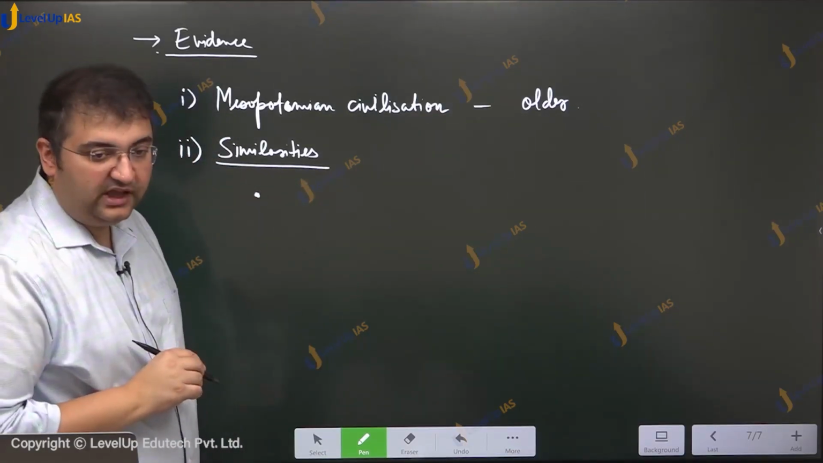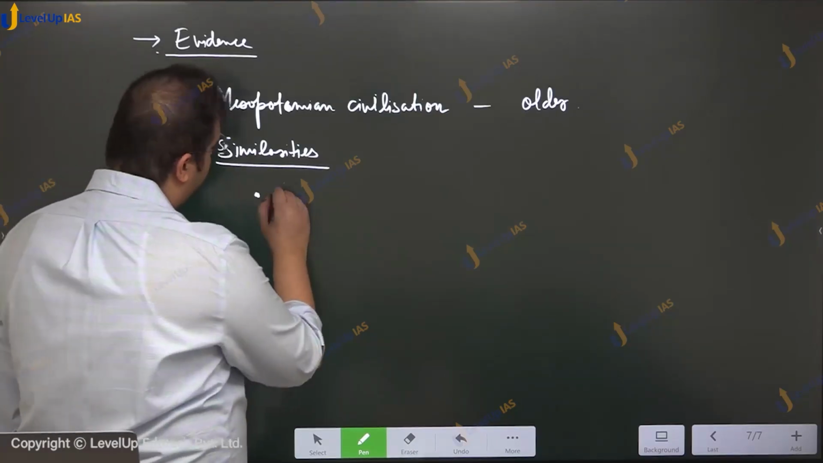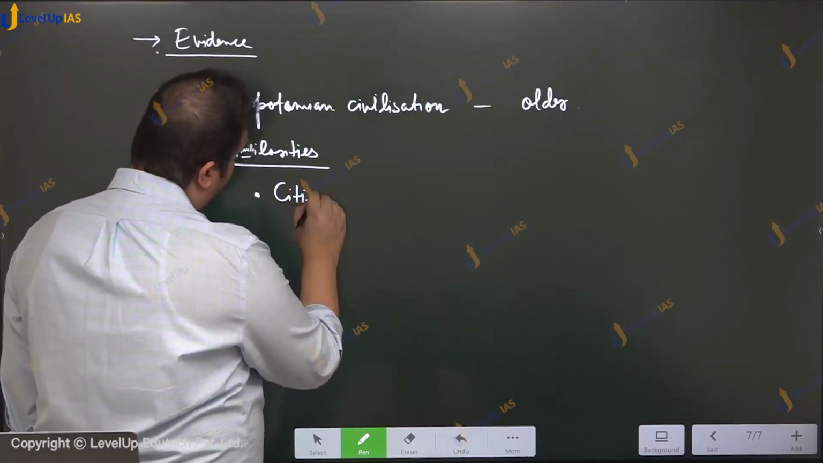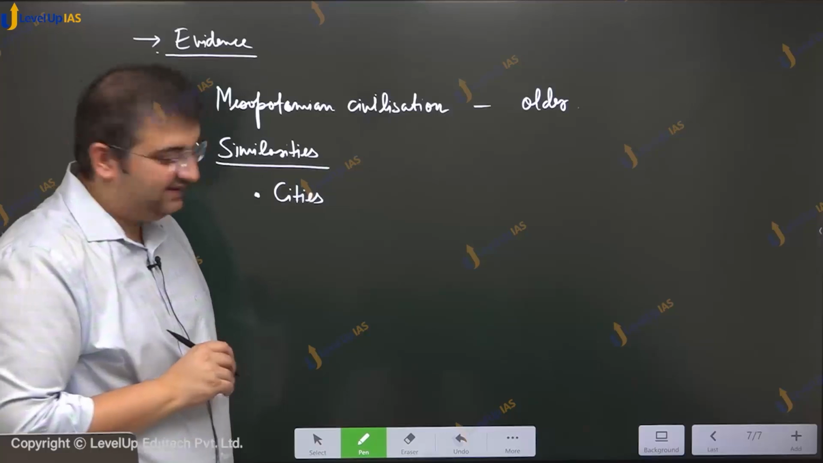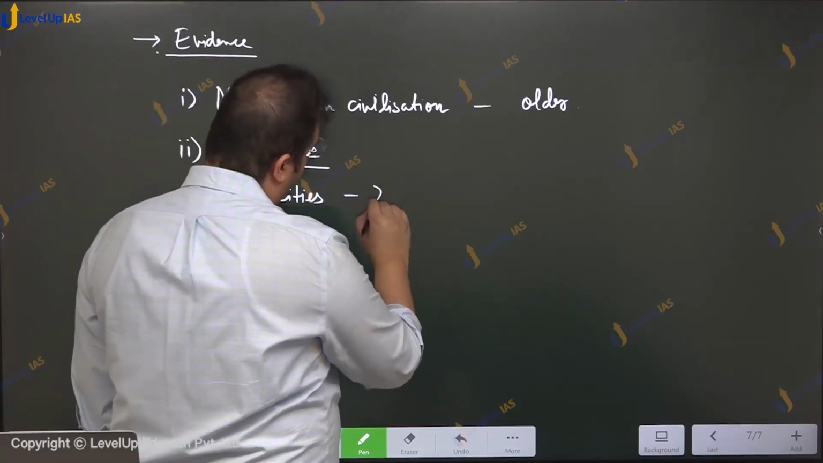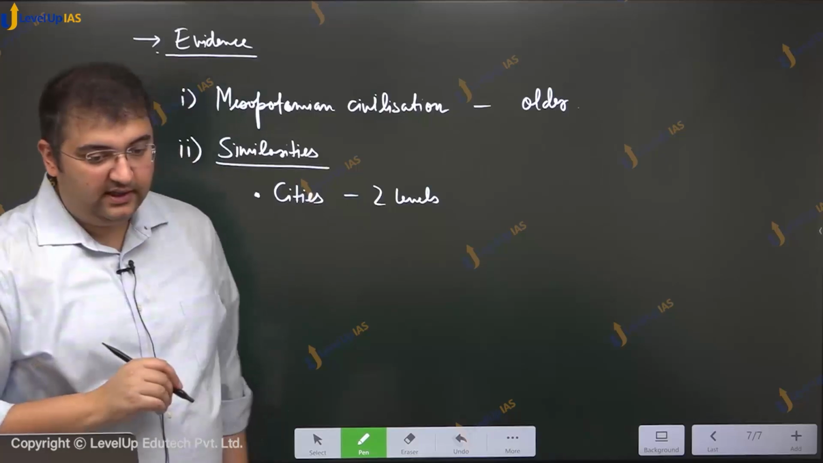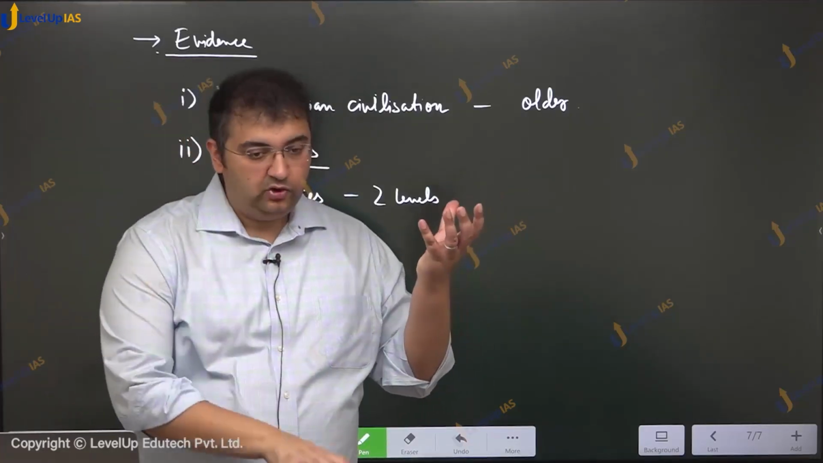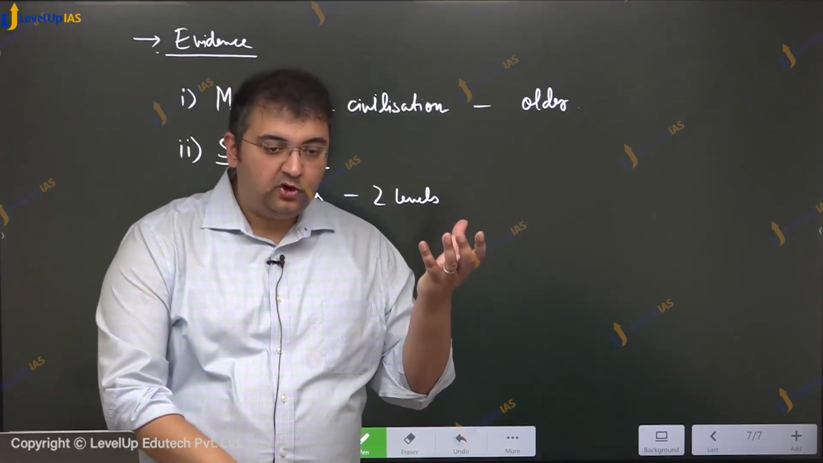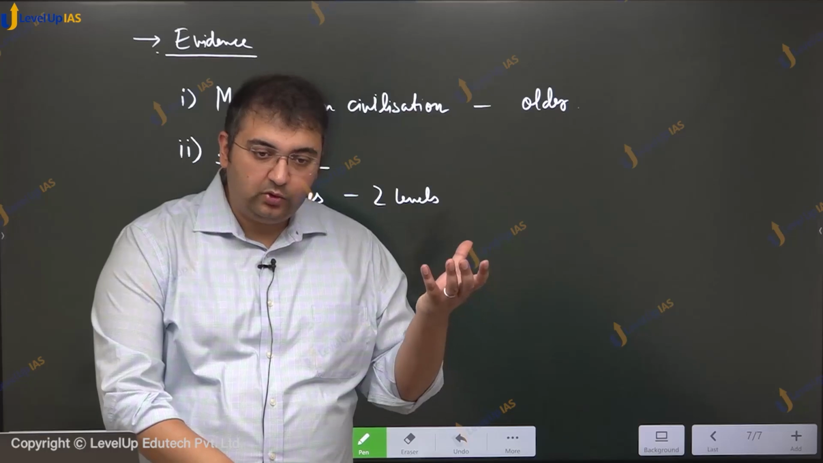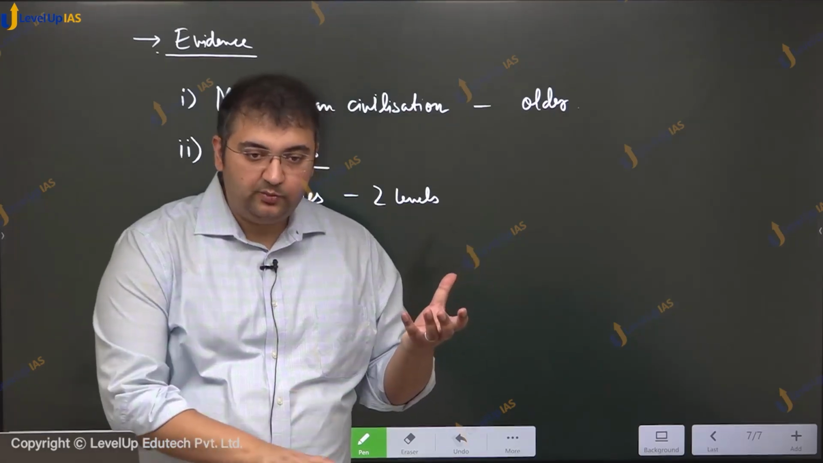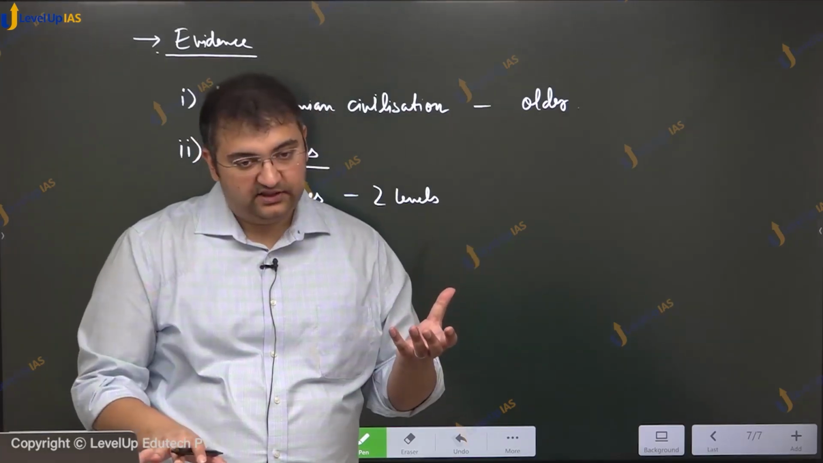That both the Mesopotamians and Harappans lived in cities, and these cities had two levels of occupation. एक अपर टाउन होता था और एक लोअर टाउन होता था. अपर टाउन में कौन से लोग रहते थे? रूलिंग क्लास के पीपल. लोअर टाउन में द कॉमनर क्लास वाज लिविंग.